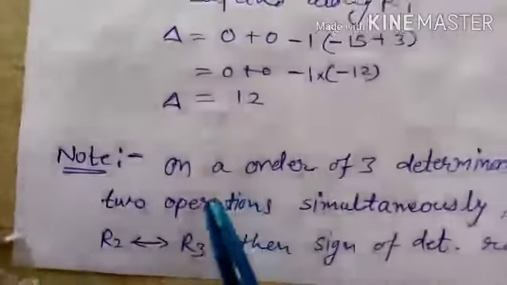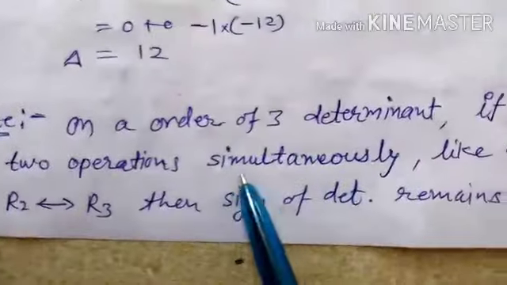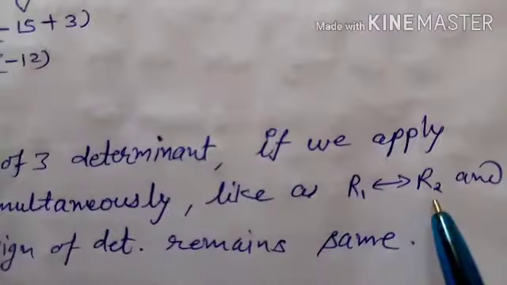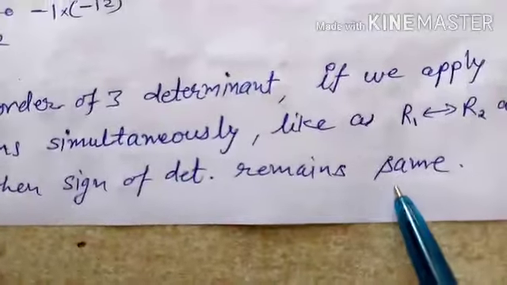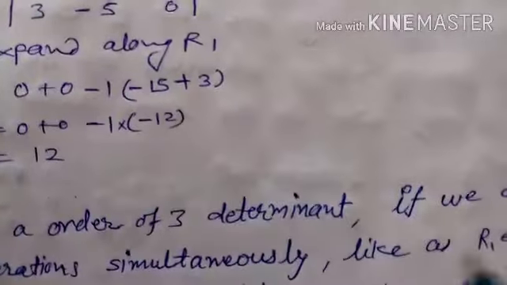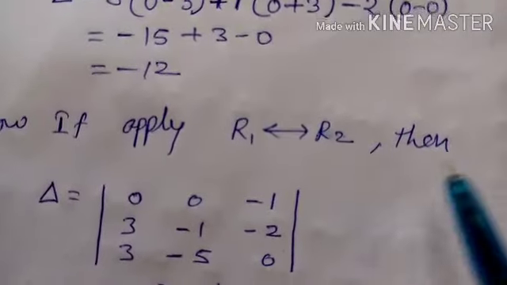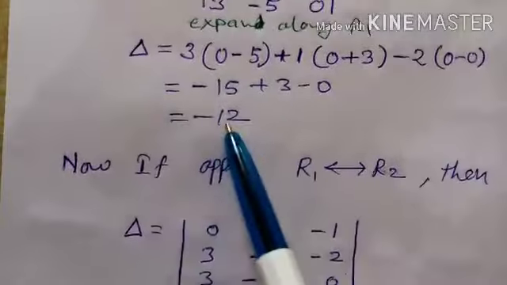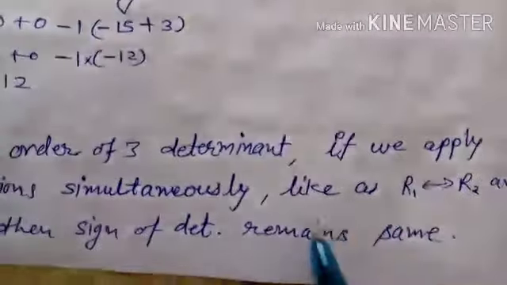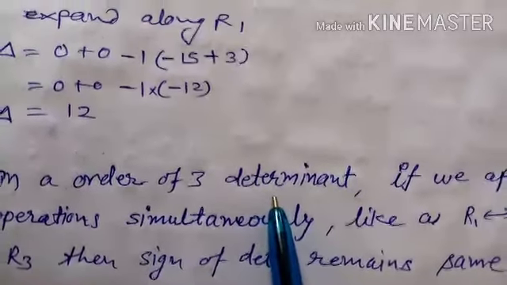But for a determinant of order 3, if we apply two operations simultaneously, like R1 interchange R2 and R2 interchange R3, then the sign of the determinant remains the same. Suppose we apply two operations, R1 interchange R2 and once again R2 interchange with R3, then minus minus becomes plus again. So the value will remain the same if we apply two operations, and this is only possible for determinants of order 3, not for 2 by 2 determinants.